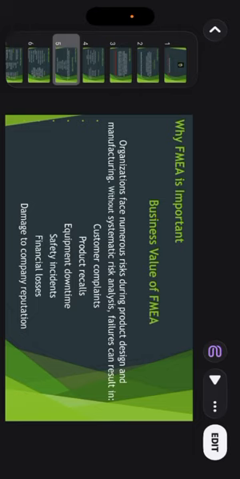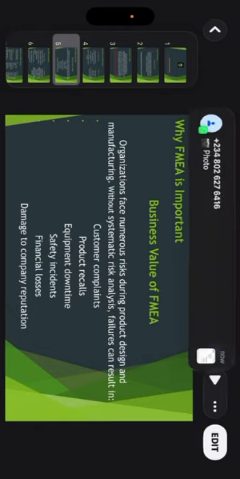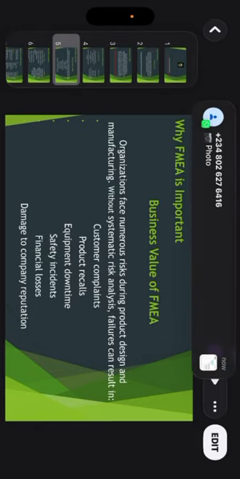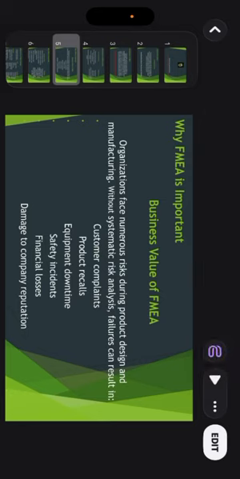So let's look at the business value of FMEA. When I say FMEA, you should already know what I mean by that. It means failure mode effect analysis. Everybody needs this. Be you an engineer, a scientist, an educationist, we all are engaged with products, services, manufacturing every day. We must have this articulated approach in ensuring that before failure happens, you should be able to smell it and prevent it. Organizations face numerous risks during product design and manufacturing.